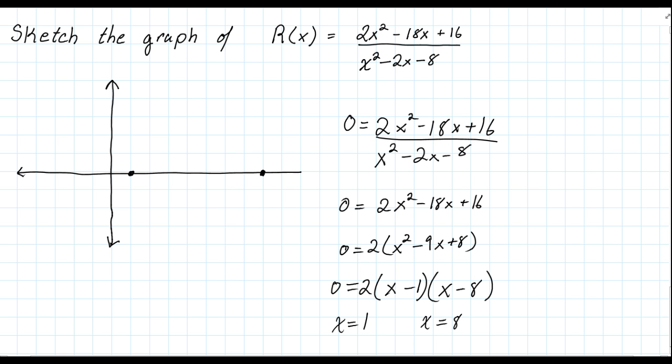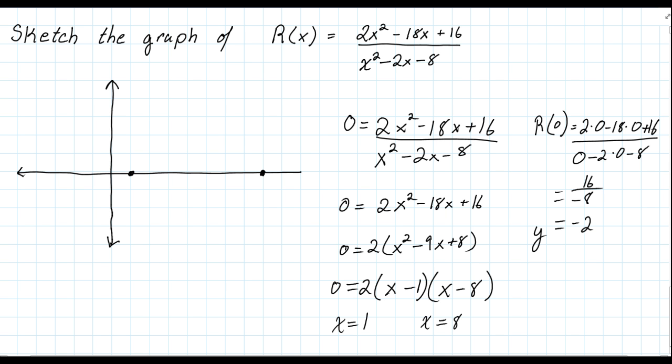And now if we look at our rational function and we want to find the y-intercept, we're just going to plug in 0. So r of 0, that's 2 times 0 minus 18 times 0 plus 16 over 0 minus 2 times 0 minus 8. And that's just 16 over negative 8, which is negative 2. So y equals negative 2 is our other intercept, so we're going to plot that point right here.